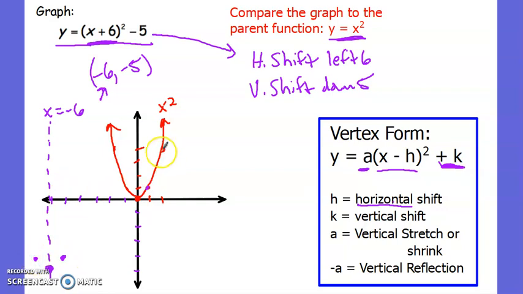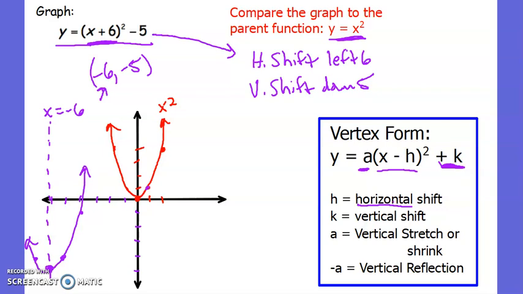Again, same thing, I can go left 6 over to negative 4 and down 5 takes me to negative 1. And now I could draw that parabola again. We're running out of room on the screen there. I can draw that parabola over there on the left side.